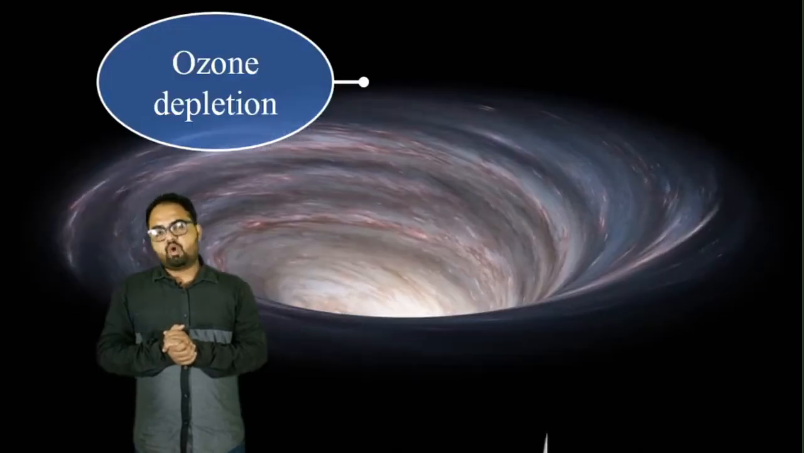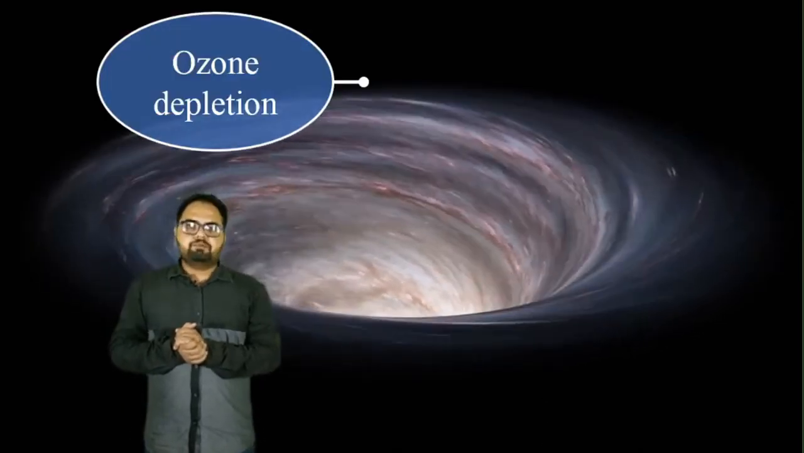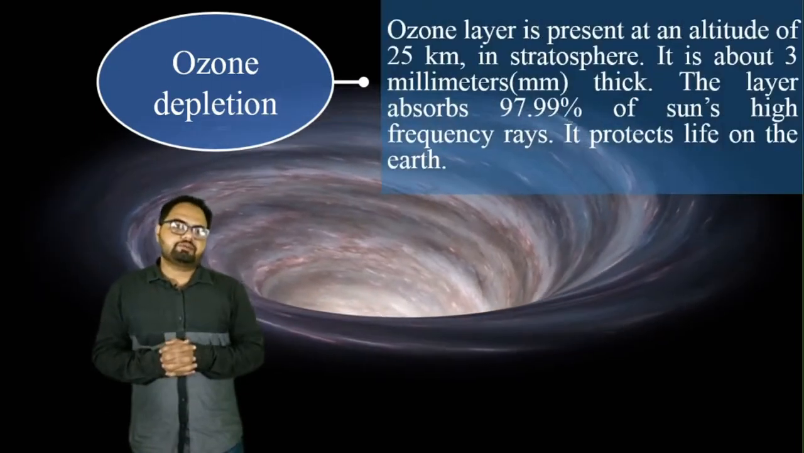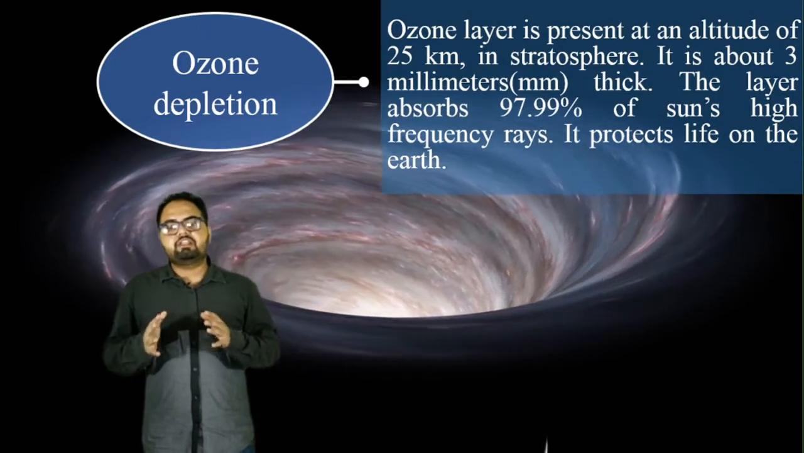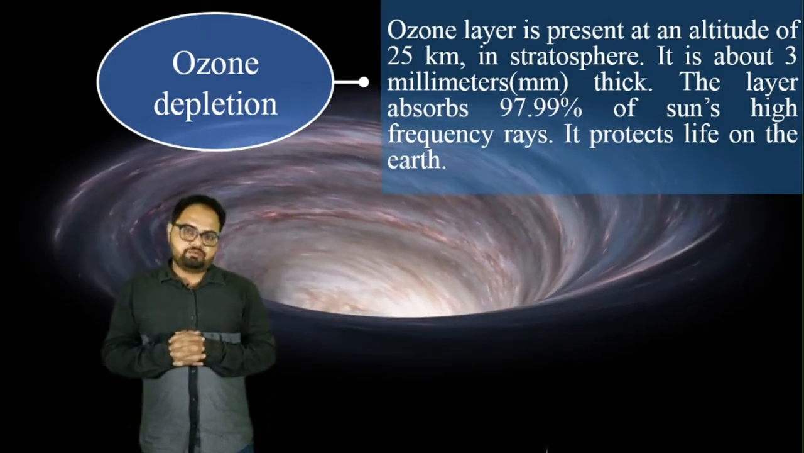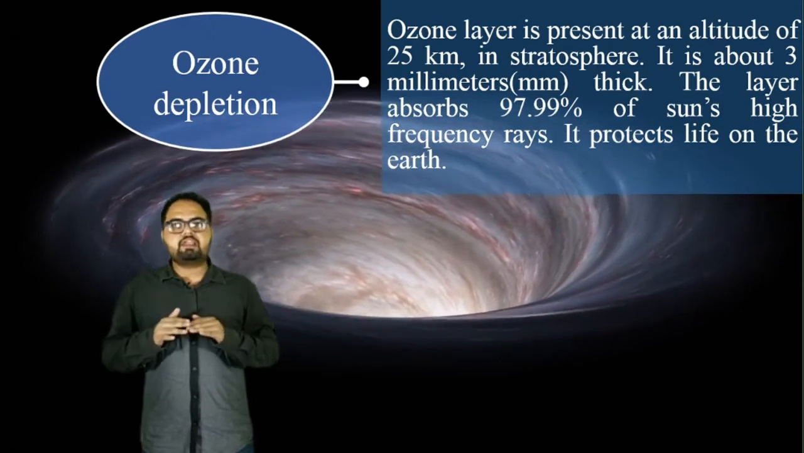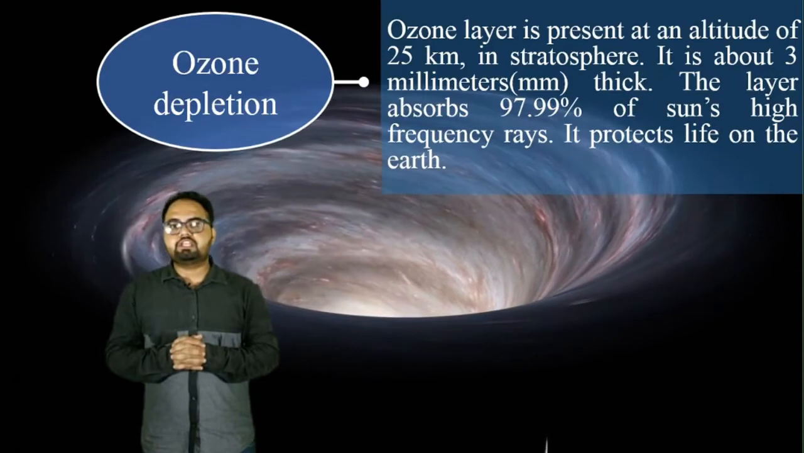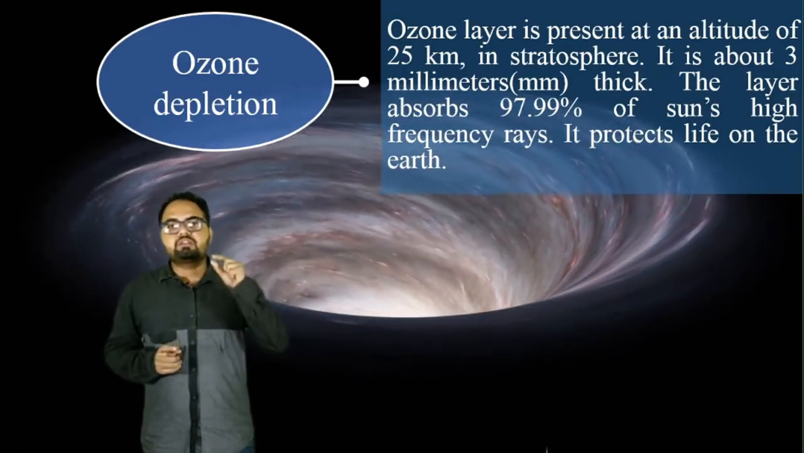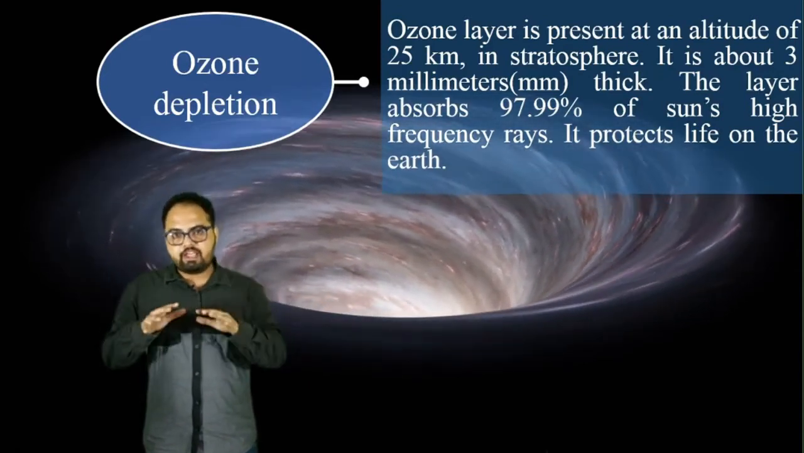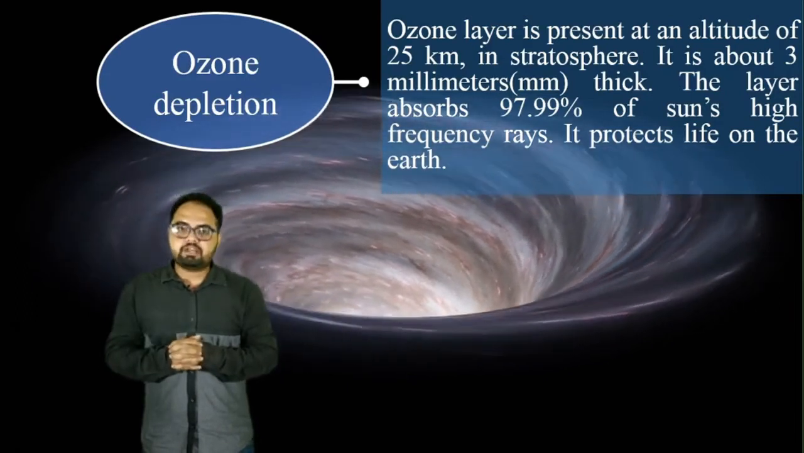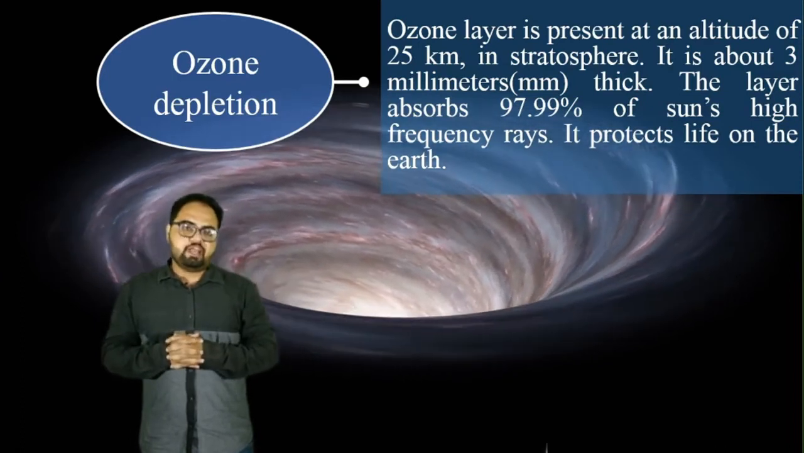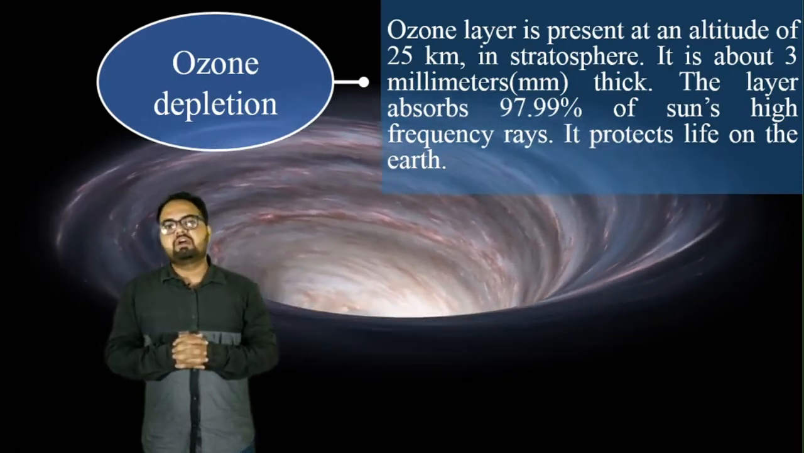Next is ozone depletion. From the name itself you can easily understand that ozone depletion means reduction in the layer of ozone. Okay, so the ozone layer is present at an altitude of 25 kilometers in the stratosphere. It is about 3 mm thick, and the layer absorbs 97-99% of the sun's high frequency rays, and it protects life on the earth.